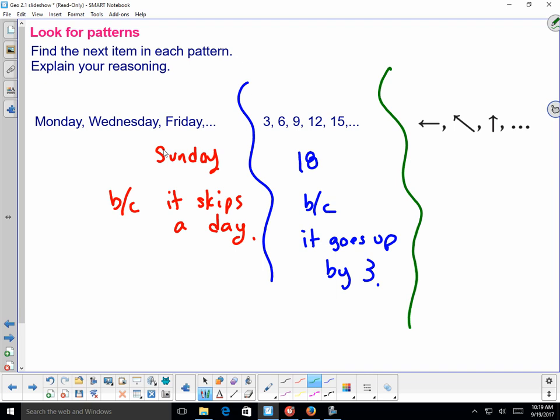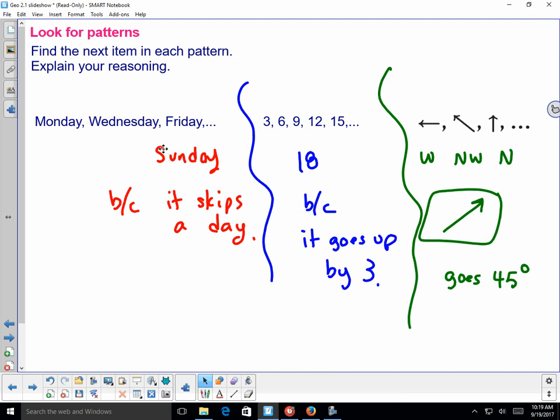We see a bunch of arrows here. One is going straight to the left. One is going halfway to the left, halfway up. So I could say this one looks like it's pointing west, this one looks like it's pointing northwest, and this one looks like it's pointing north. Well, what would be the next one in the pattern? Maybe it would be heading off at an angle like this, so that would be heading northeast. You could say it's the next item because it keeps advancing by 45 degrees each time, going west, northwest, north, and then northeast, and so on.